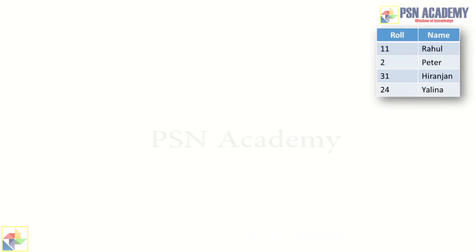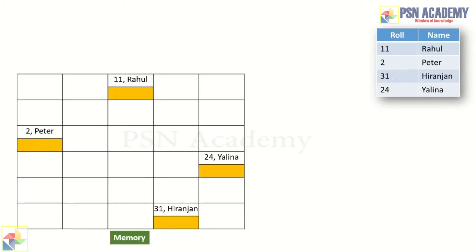Now suppose we have records of 4 students like this. And these records have been written in a scattered way in memory. That means they are not adjacent to each other. Now let's see how a linked list will look like when these records are stored in it.